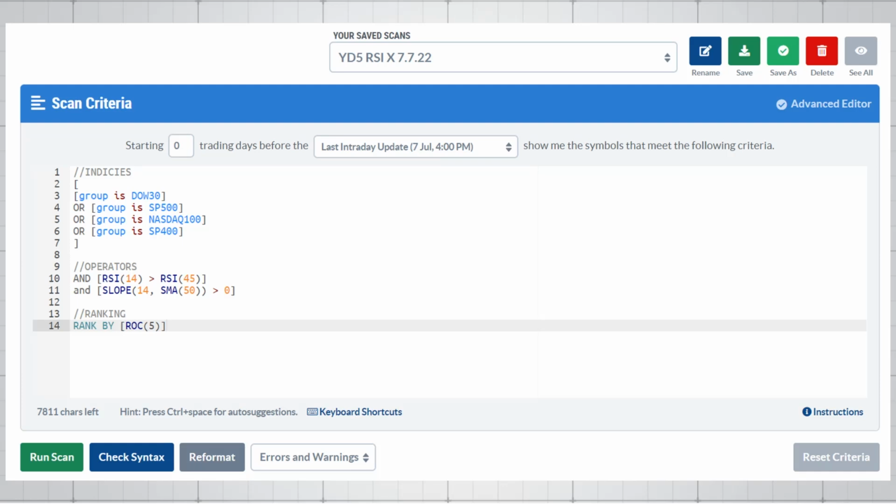Added kicker here is that we're going to ask that the slope of a very simple moving average, 50 period SMA, over 14 periods is positive. So notice that we're echoing the RSI 14 in the slope calculation for the SMA 50. So the SMA 50 will be going up over 14 periods. We're going to rank the results that we receive by the rate of change, ROC5. So essentially 5 periods of change will be our rank, largest first. Let's see what happens when we run this scan.